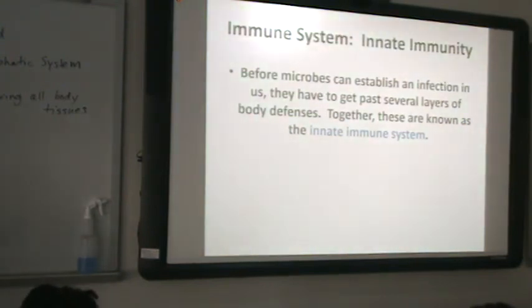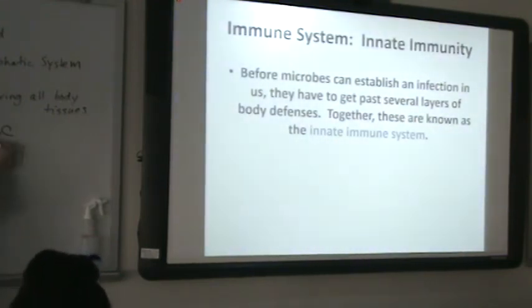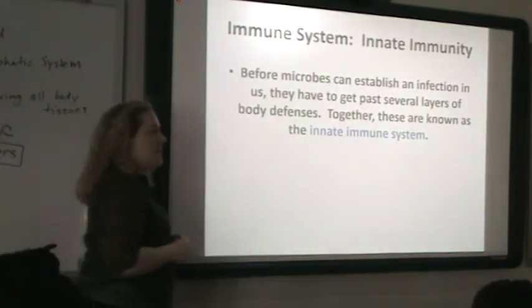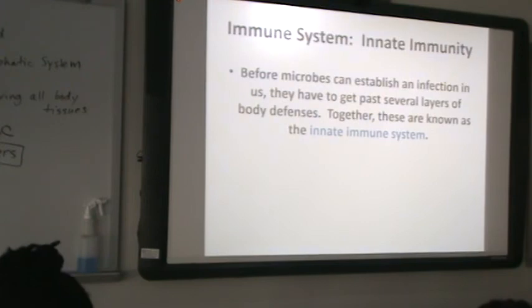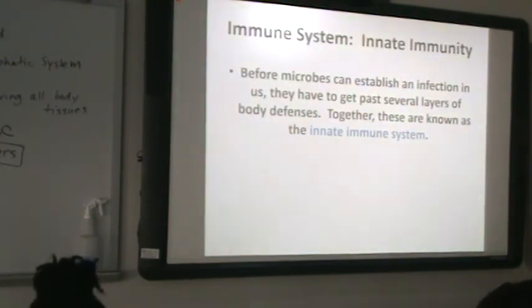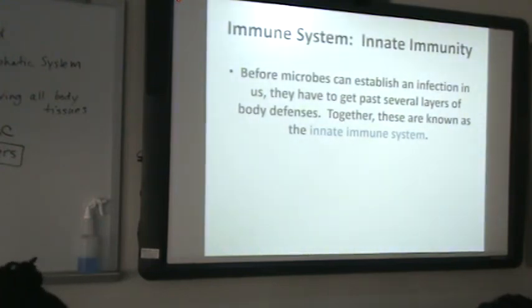Okay. But it's largely involving your white blood cells, and we'll talk about those more on Monday. But the parts that we're going to talk about today are certain barriers that your body has to microbes or harmful particles getting in you in the first place. So we can divide the immune system into two big branches. We call it innate and acquired. Innate is what we're starting with today.